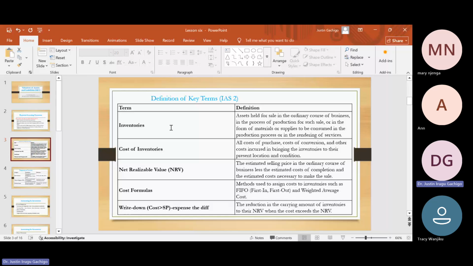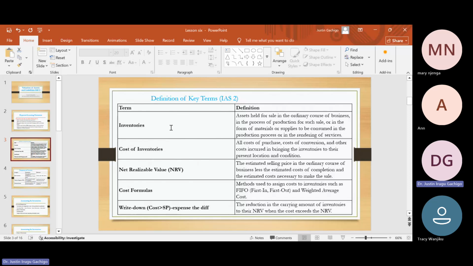For example, if you look at the milling companies, the Joy Miller or any other, they have various inventories. For example, maize is a raw material, but it's an inventory. Then we have the finished product, that is the packed uga. Again, that's a finished product. So we are going to look at the various types of inventory, but that's just a simple example.